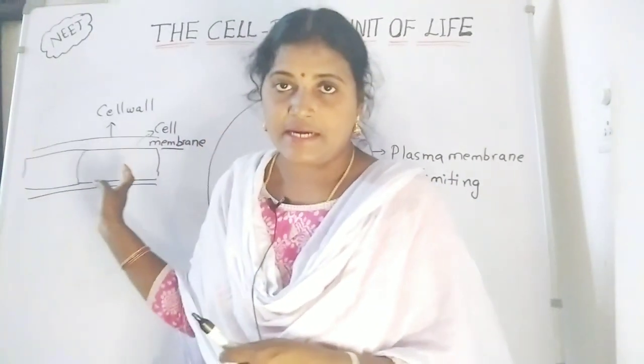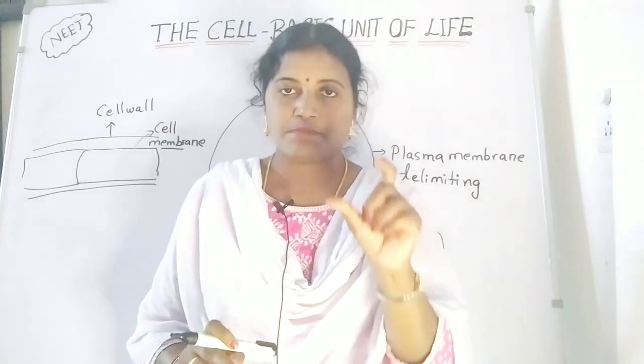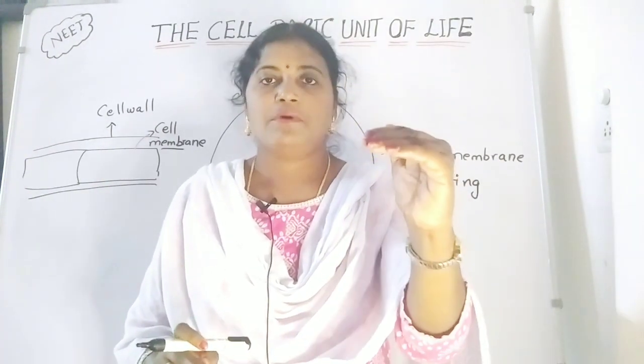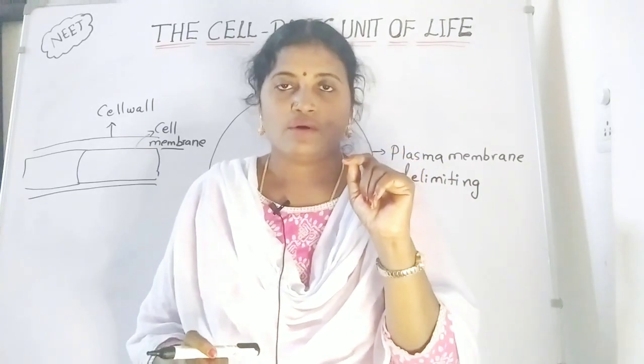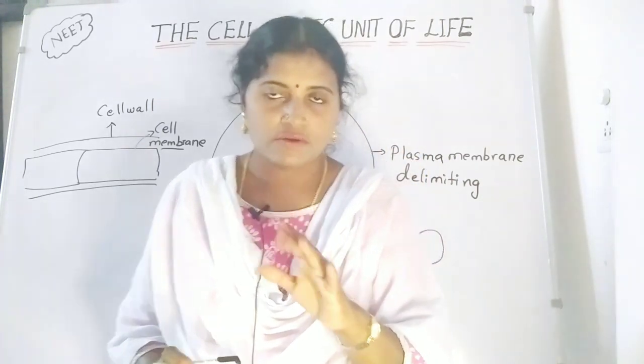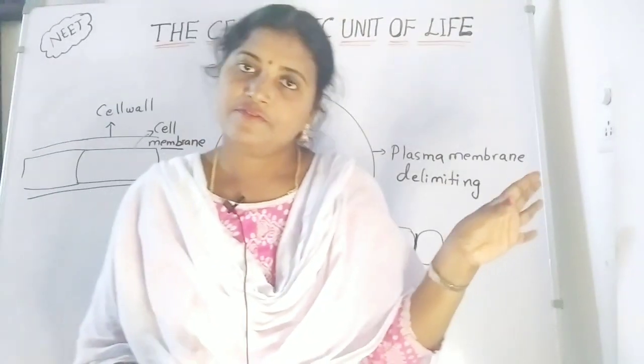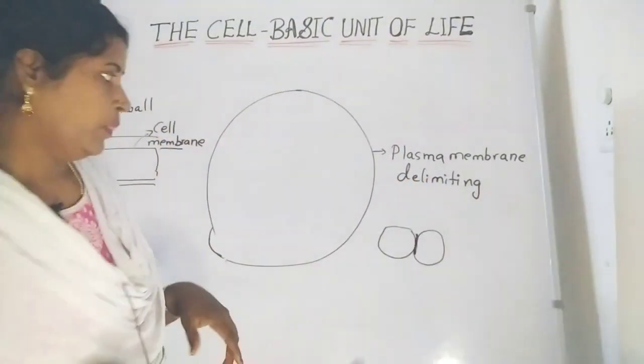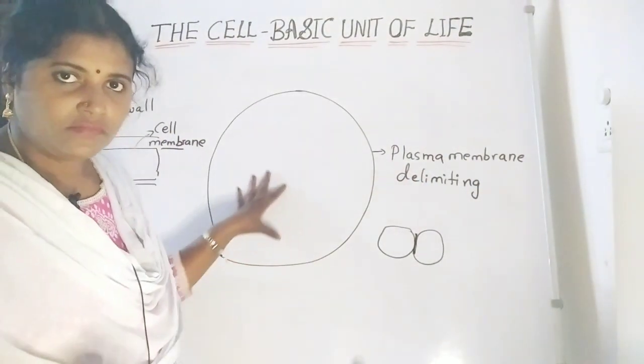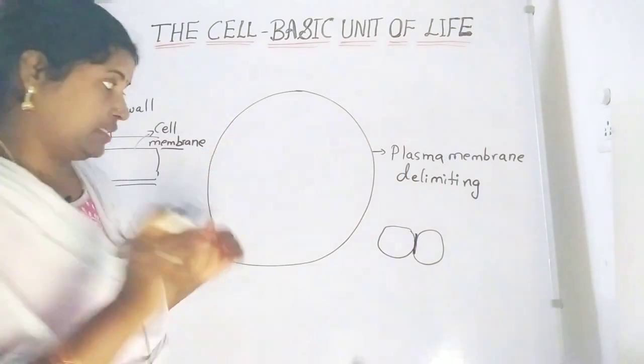And if you see in the plant cell, lo chuste manaka plasma membrane paina inkoka thick membrane undi, adi cell wall. Okay, cell wall is made up of cellulose and plasma membrane is made up of lipids. Okay, lipid layer. And inside the cell, what are the other organelles?